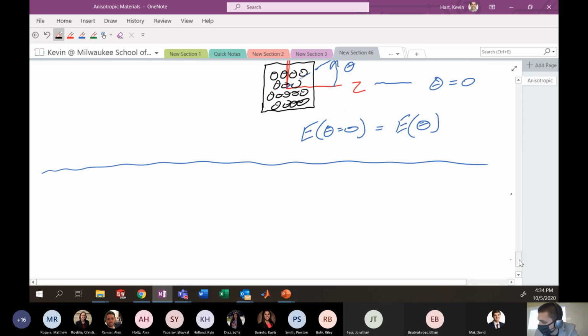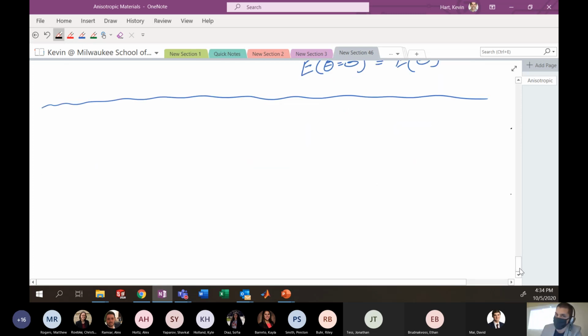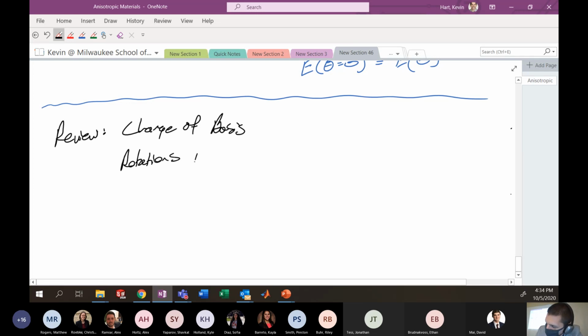So again, we got a little bit more for our math precursors coming here, and specifically that is change of basis, or you might call it a rotation. So we need to do a quick review of change of basis, or what we might call rotations between coordinate systems.